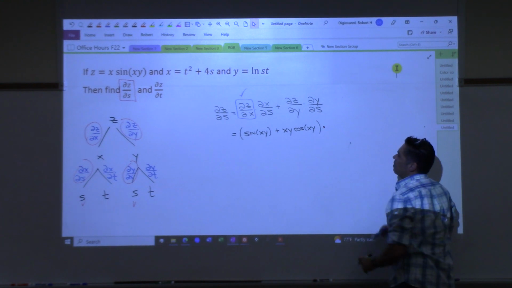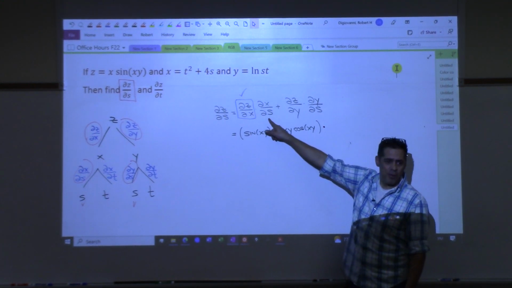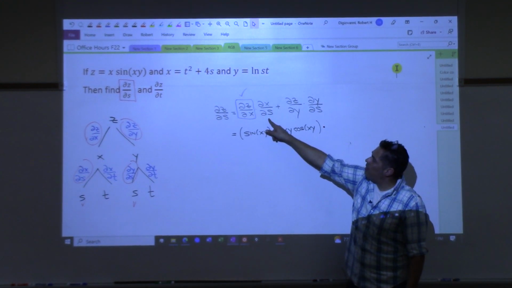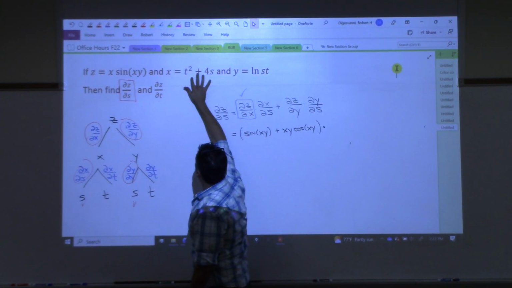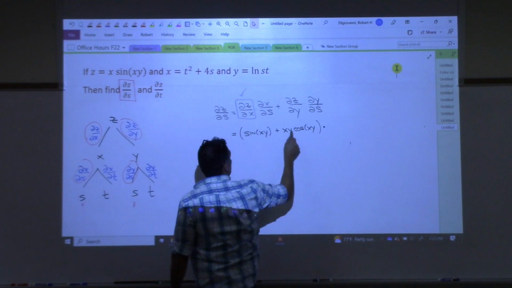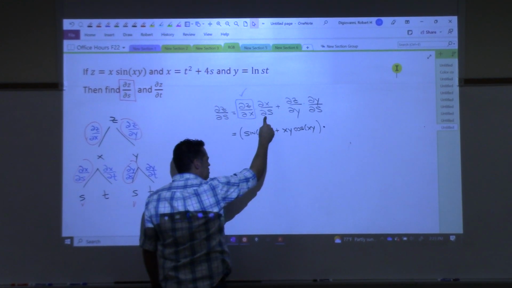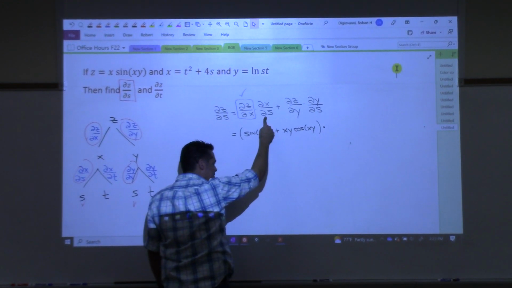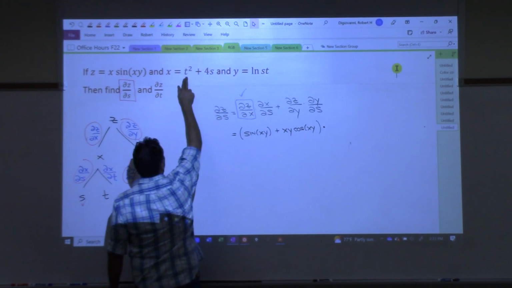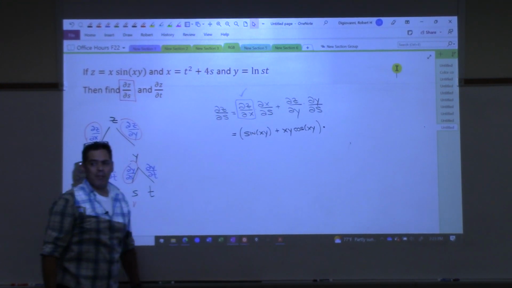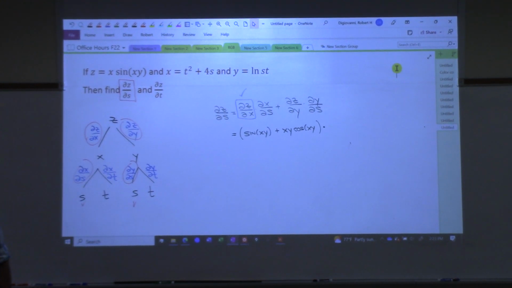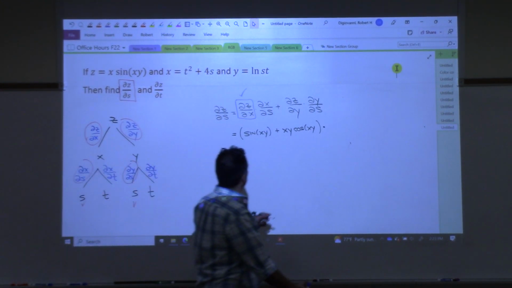Times the partial of x with respect to s. So I go up to my definition of what x is. X depends on both t and s. I'm differentiating with respect to s, which means I'm holding t constant. So that t is a constant, derivative 0. And now the derivative of 4s would be what? 4. Okay, so that's a 4.